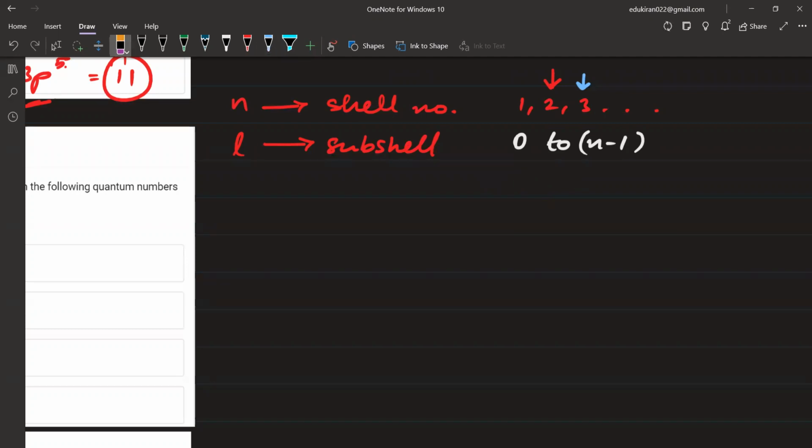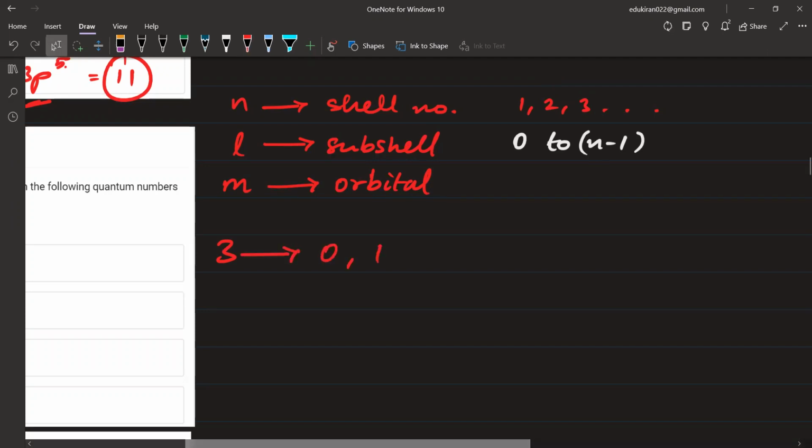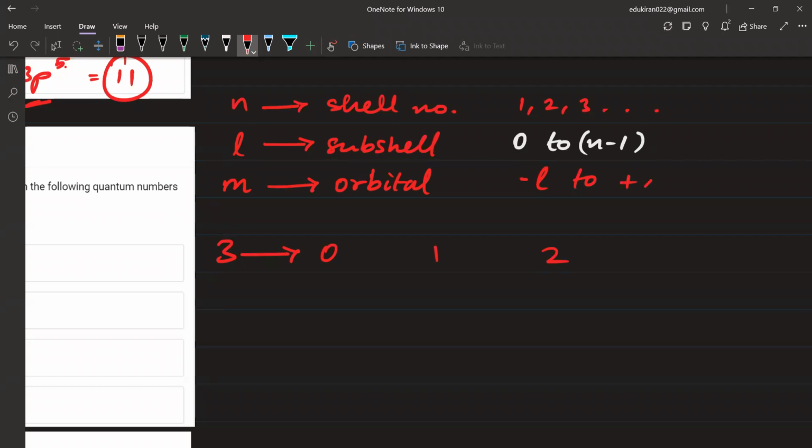Now, when we go to m, that is the magnetic quantum number, this tells you about the number of orbitals in each subshell. Okay, for example, suppose I was in the third shell. In the third shell we will have subshells 0, 1 and 2. Now, m is going to tell you about the orbital, and the acceptable values for the orbital is what? Minus l to plus l. That means for each subshell, minus l to plus l.